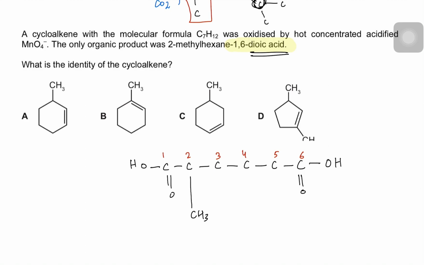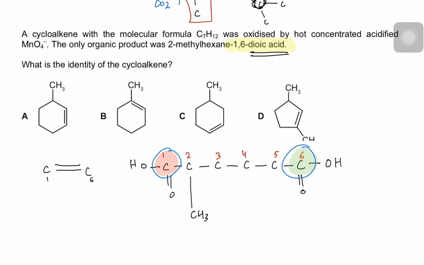We know one thing: carbon 1 and carbon 6, which received the acidic group, were actually connected before the reaction with manganate. Remember, when we break the carbon-carbon double bond, we add acid there, and that is the product of oxidation. So carbon 1 and carbon 6 were connected. Think about the reactant: carbon 1 and carbon 6 were connected with the double bond in a cycle.